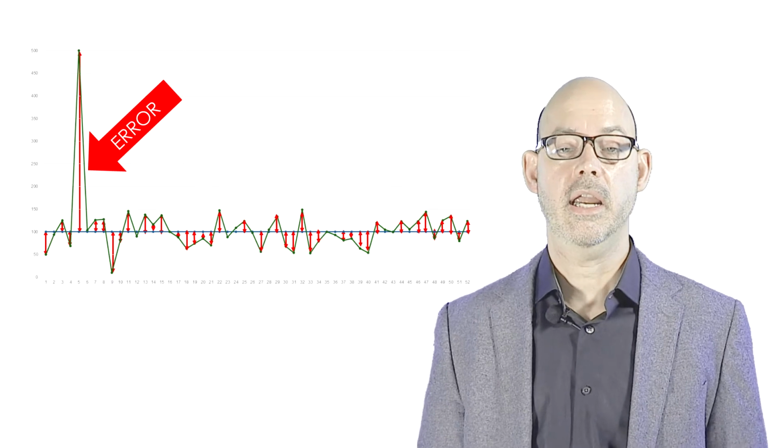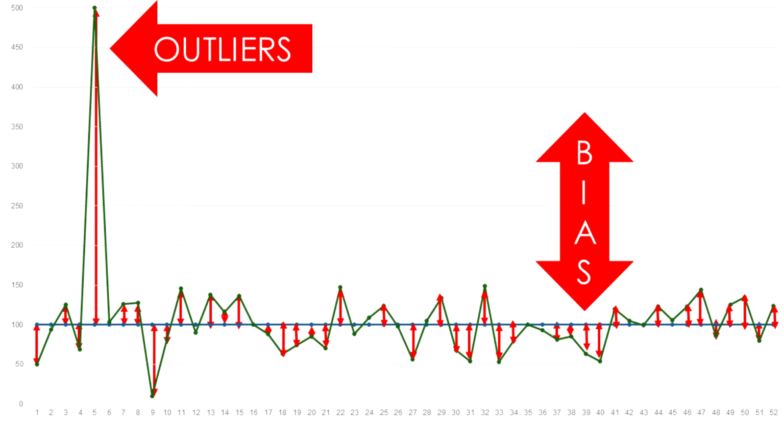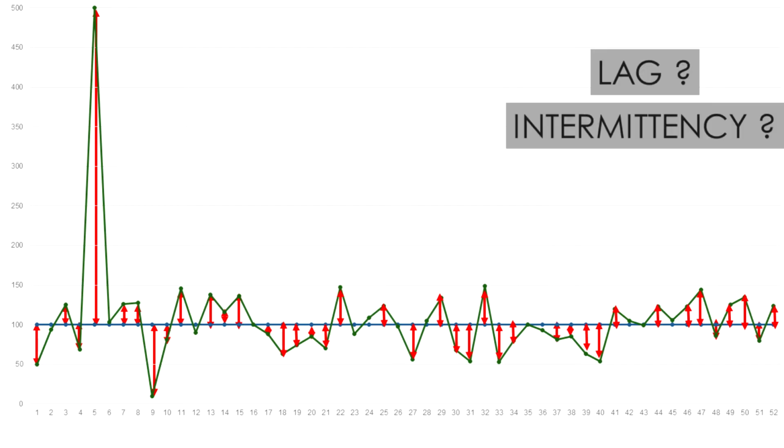You eventually need to answer questions like how far in the past you want to look. What happens when you don't have enough examples? How many examples do you need? Do you want to correct for bias and/or outliers? Do you have intermittent demand that you need to account for? Do you want to account for lag? Most important of all is what statistical method makes the most sense for your business.